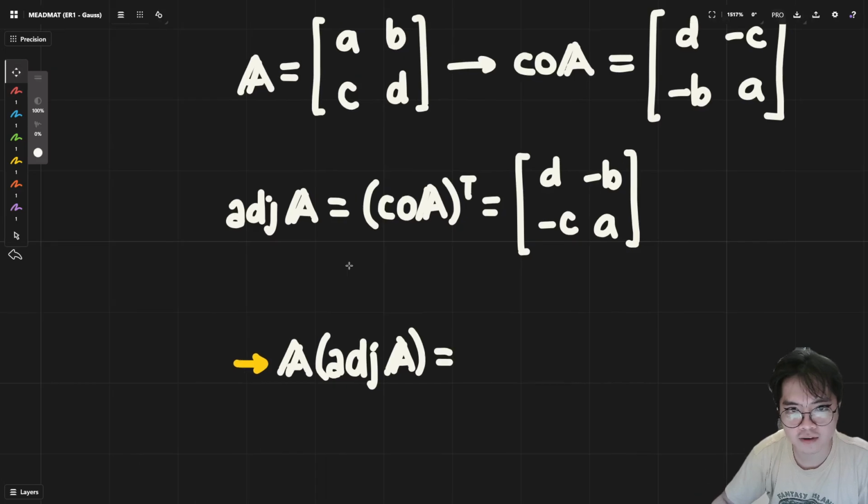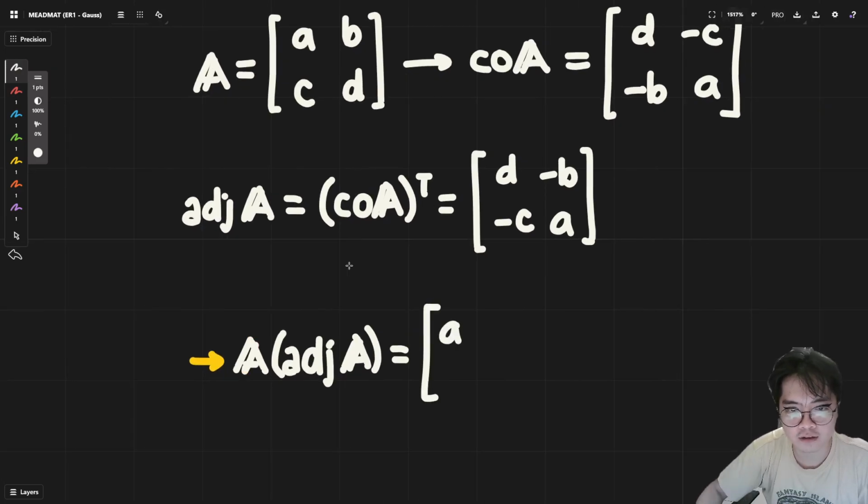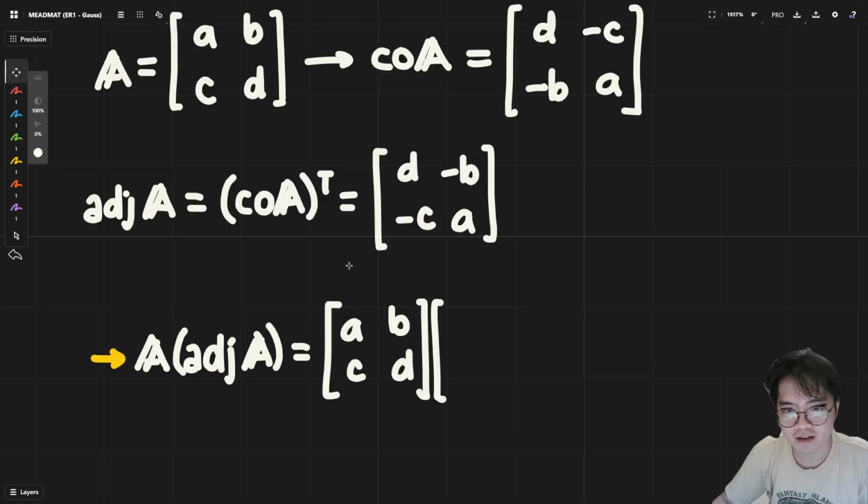So we will have A times adjoint A. We will have here basically A, A, B, C, and D. And then here we have the adjoint: D, negative B, negative C, and then A.